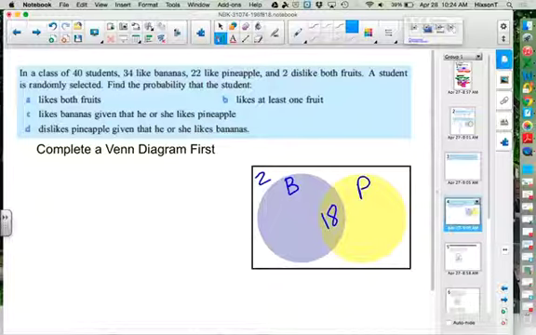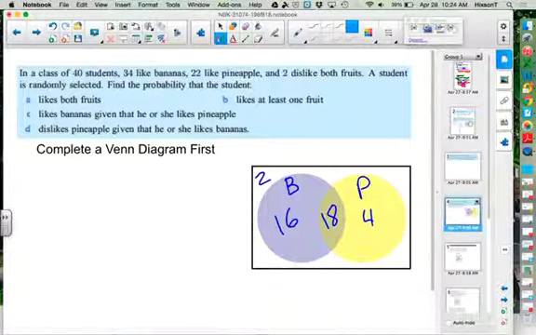So that means how many people like just the bananas? 16. How many people like just pineapples? 4. Okay? So now that we have this, we can start figuring out our probabilities.